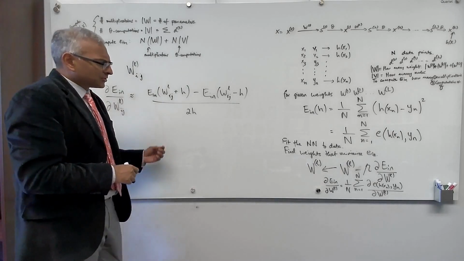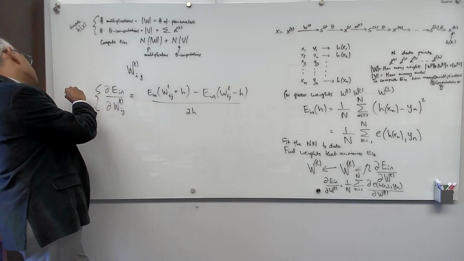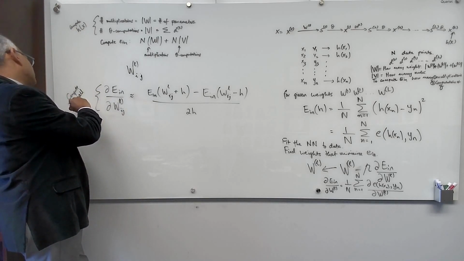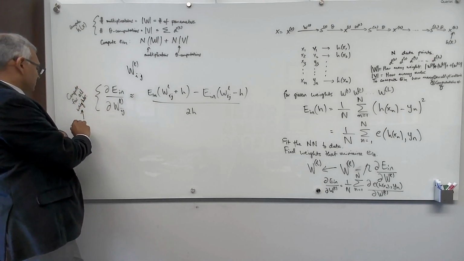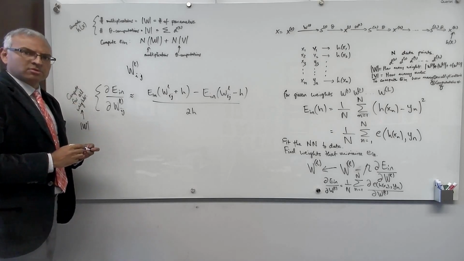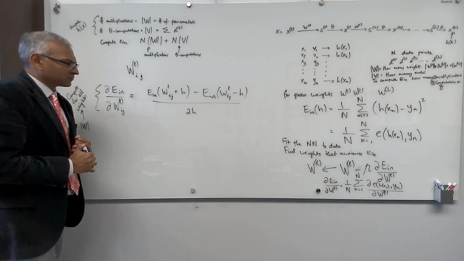And so we need to compute this. We need to compute it for all weights. So this is the size of the number of weights, the size of all the weight matrices added up together. So we need to compute this for all the weights.